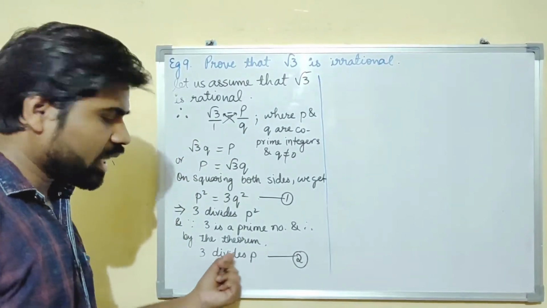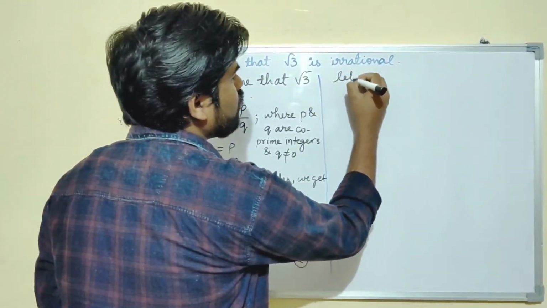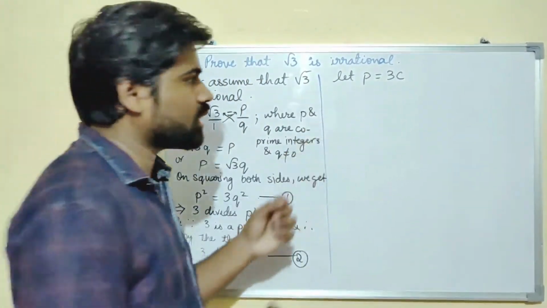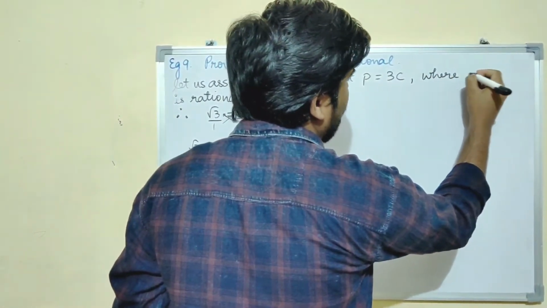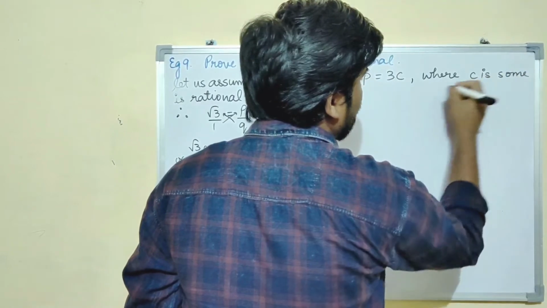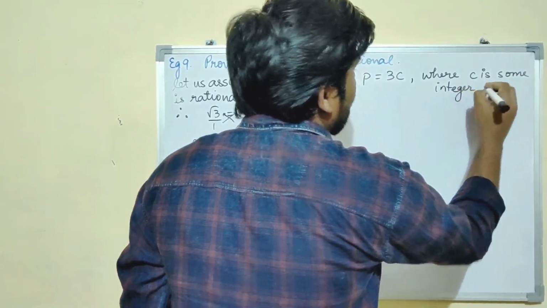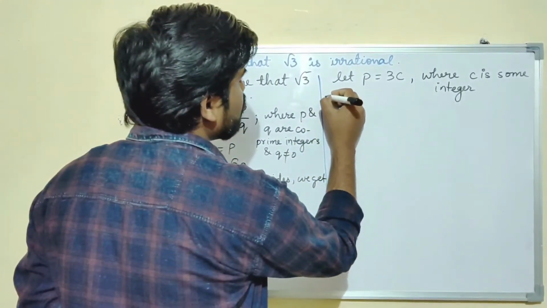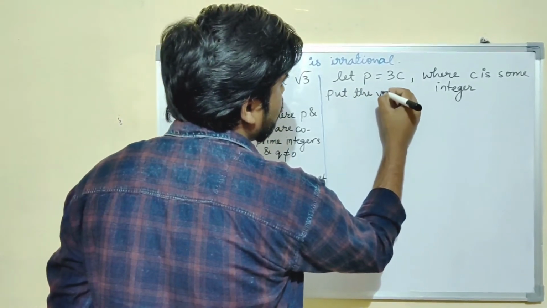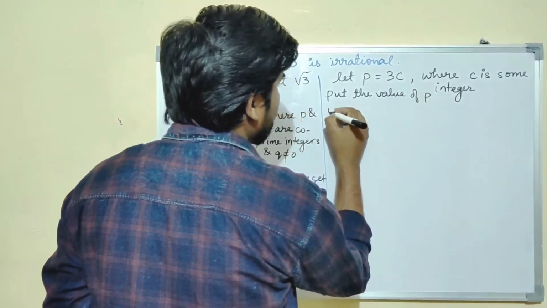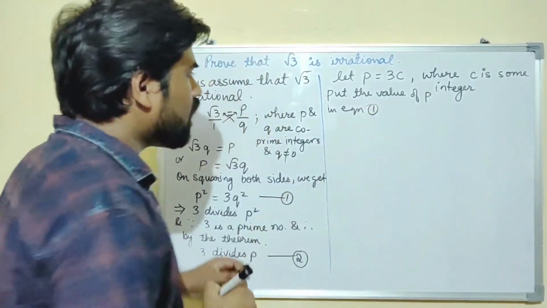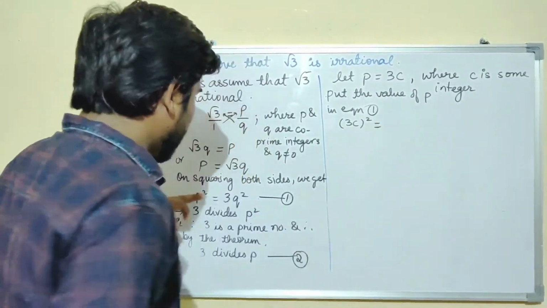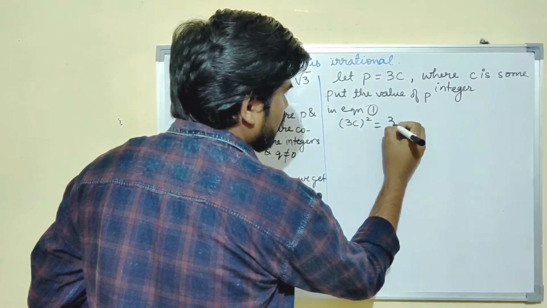Since 3 divides P, we can write let P equals 3C, where C is some integer. Now we'll put this value in the first equation. Let us put the value of P in equation 1. After putting the value, you'll get P squared, that is 3C squared, equals 3Q squared.